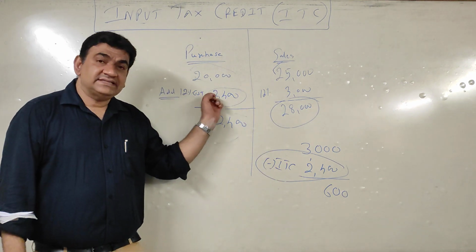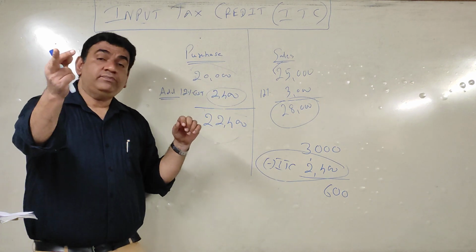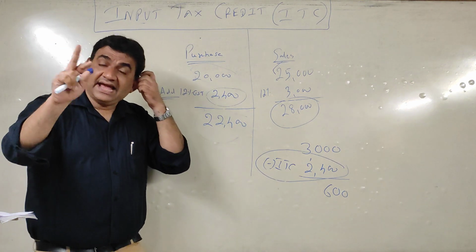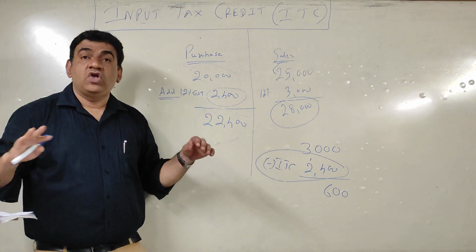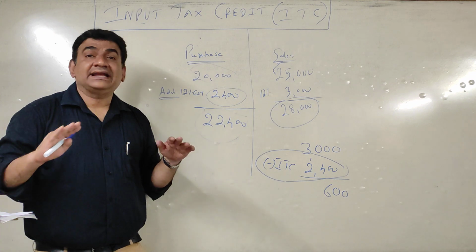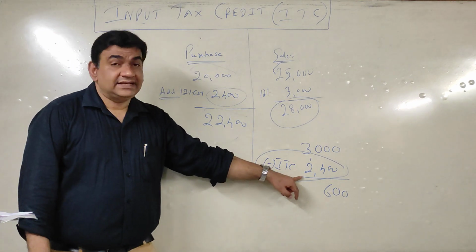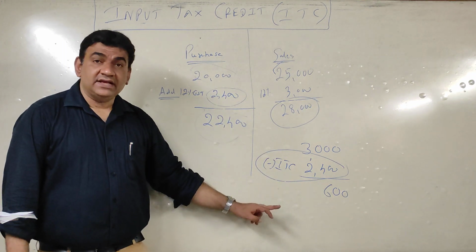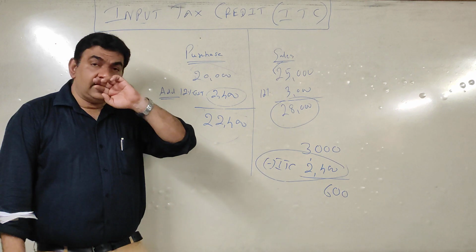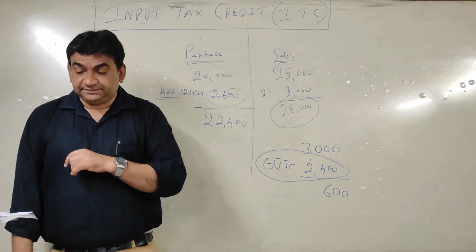So input tax is all the tax which you have paid on purchases, and input tax credit is that tax for which you can claim credit as per GST laws. All input tax cannot be claimed as credit, keep that in mind. This amount may be equal to this or it may be less than that.